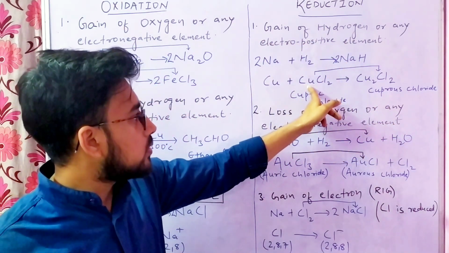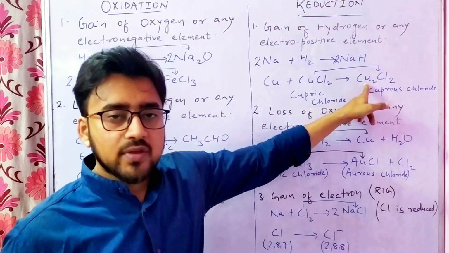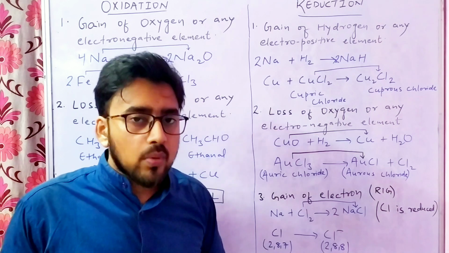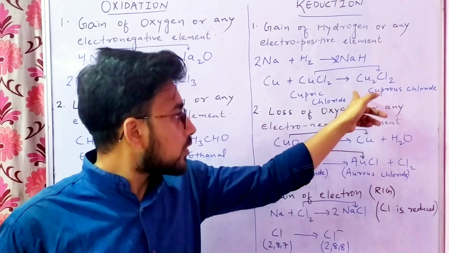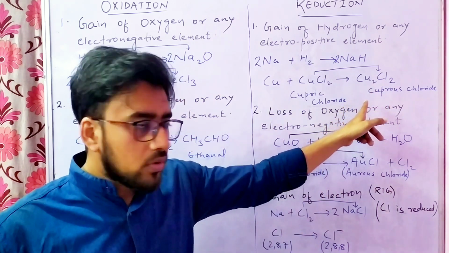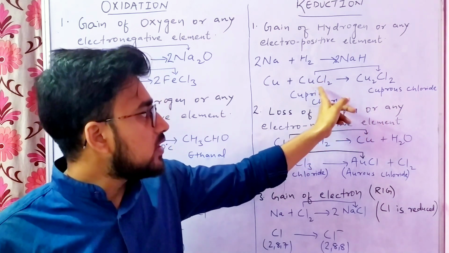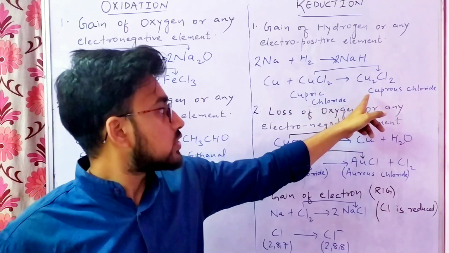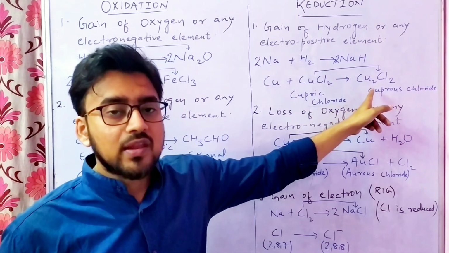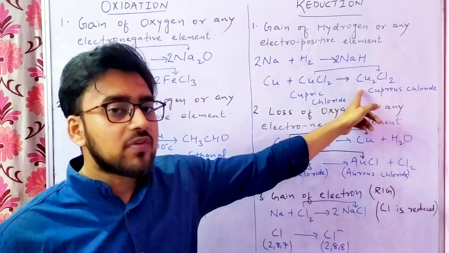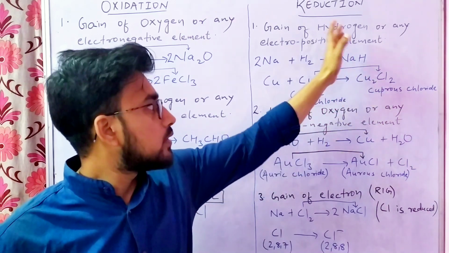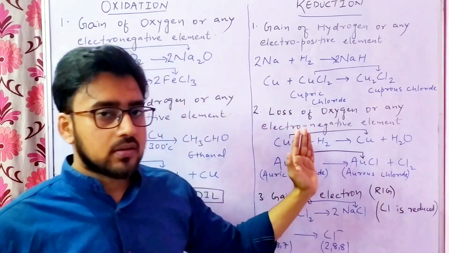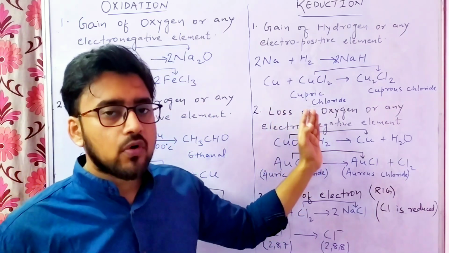Here you have one copper, and on the product side you have two copper. It means there is addition of copper, and copper is an electropositive element. So there is addition of electropositive element here. Therefore, you can say that CuCl2 is being reduced. Why? Because there is addition of copper, which is an electropositive element. And addition of electropositive element is called reduction. Clear?